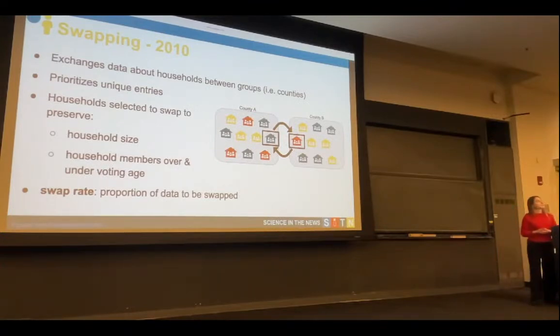And swapping is managed by this parameter called the swap rate. The swap rate represents the proportion of data to be swapped. So this can range from 0 to 100%, or 0 to 1. A higher swap rate represents lower accuracy and higher privacy. If we swap more people out of this original County B, so if we get rid of more houses and add different houses in, the accuracy is going to be worse because we're changing the original data. However, the privacy is going to be higher because less of the original data is there, right? So a higher swap rate means lower accuracy, higher privacy, whereas a lower swap rate would be the opposite.